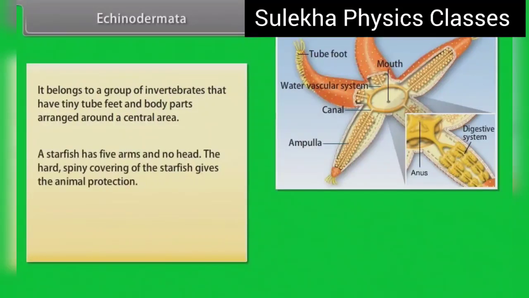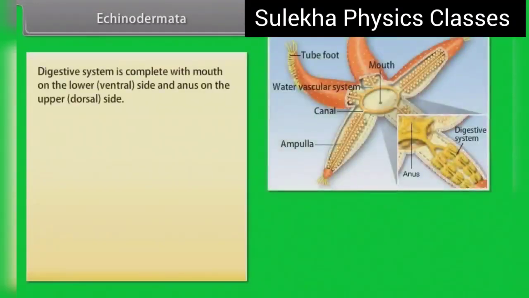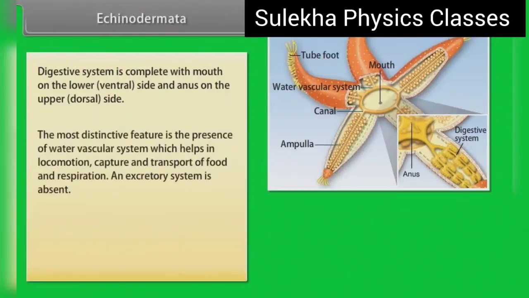A starfish has 5 arms and no head. The hard spiny covering of the starfish gives the animal protection. A sea urchin belongs to the same group. Its body is covered with spines. Digestive system is complete with mouth on the lower ventral side and anus on the upper dorsal side. The most distinctive feature is the presence of water vascular system, which helps in locomotion, capture and transport of food, and respiration. An excretory system is absent.